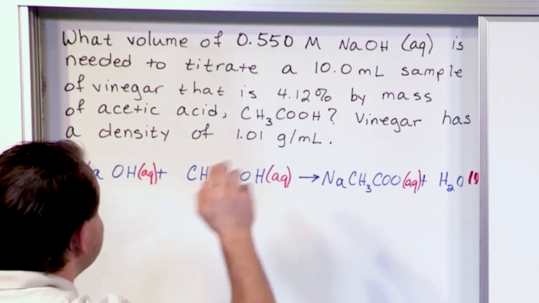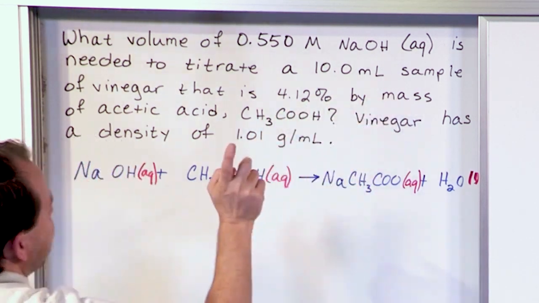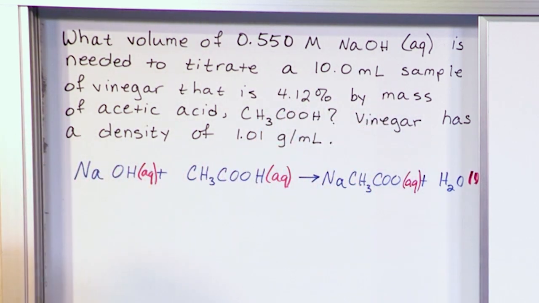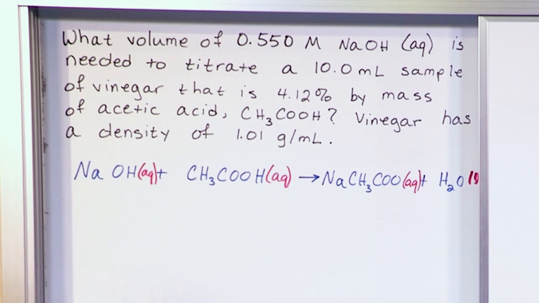It's also telling you that vinegar has a density of 1.01 grams per milliliter. So that should be a huge clue. I mean, it's telling you percent by mass, and it's also telling you the density of vinegar. So let me ask you this: what can I do with these numbers? Sometimes if you don't know what to do, you need to look and see what you can do with these numbers and see if it inches you closer to the answer.